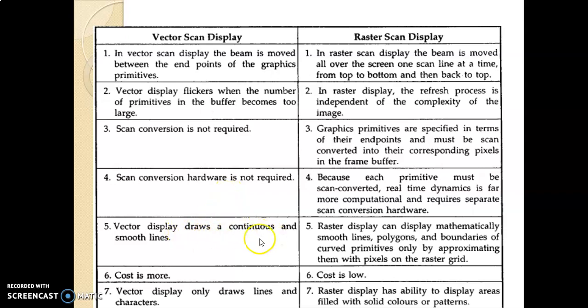Vector displays draw continuous and smooth lines, whereas the raster scan doesn't draw continuous lines. If you enlarge it, the lines appear jagged. But the cost is very low, and raster display has the ability to display areas filled with solid colors or patterns also. Very easily it can draw images filled with colors, whereas the vector scan doesn't do that.